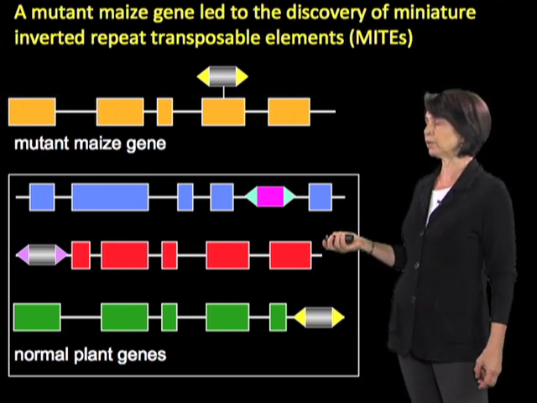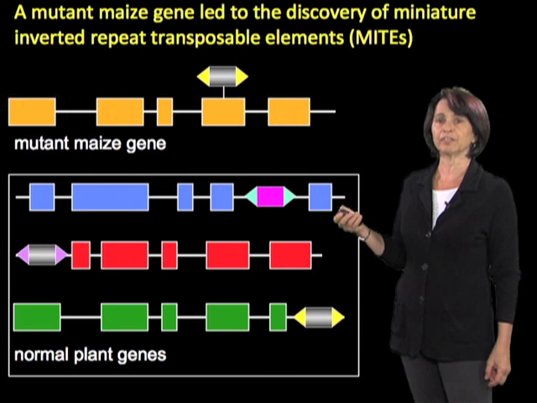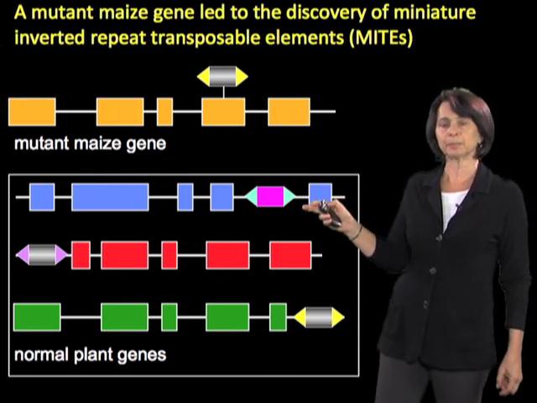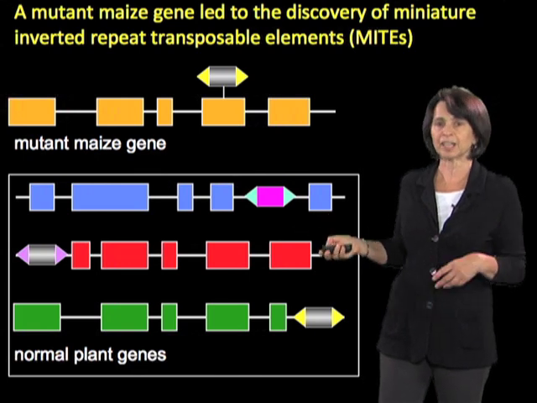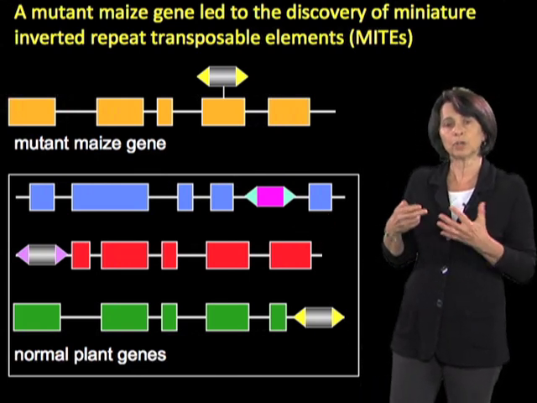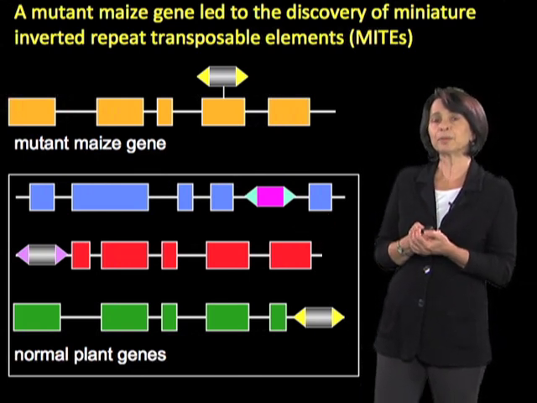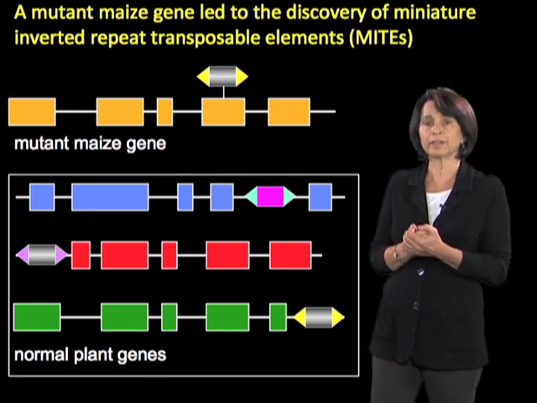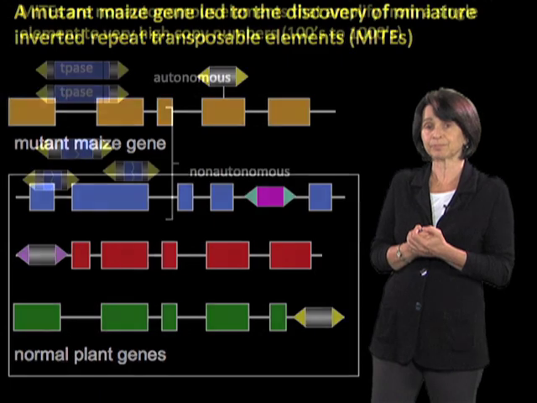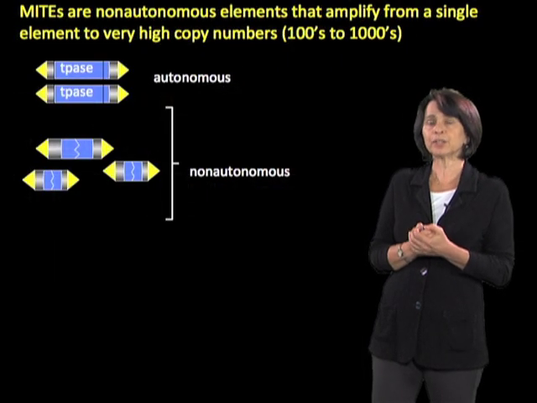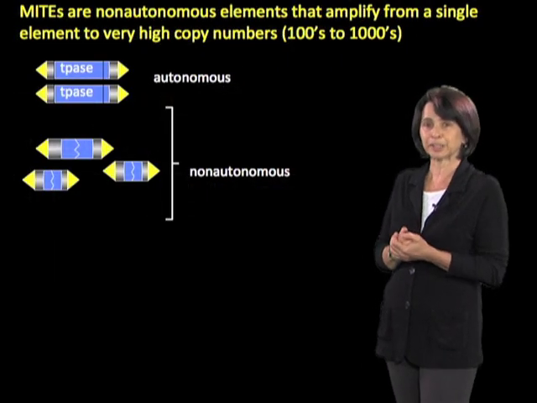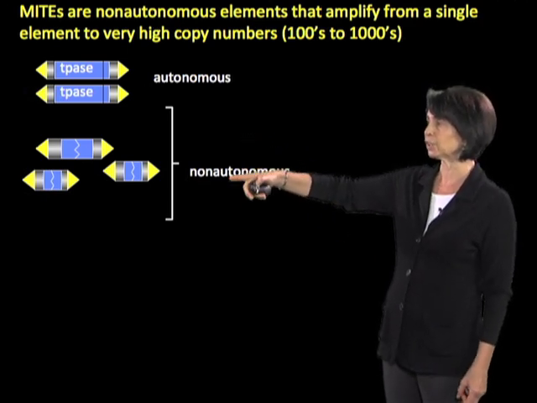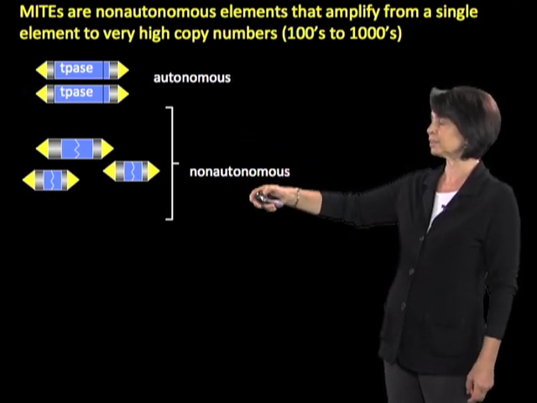They're called MITEs, which stands for miniature inverted repeat transposable elements. What's similar about these elements is their structure. Their sequence may not be similar and is not similar when you go from organism to organism. But these are the most predominant transposable element type associated with the genes of plants. Okay. So let me tell you where MITEs fit in a transposable element family. So I told you before about autonomous elements. I've told you about non-autonomous elements.